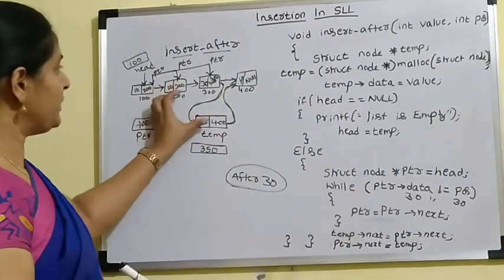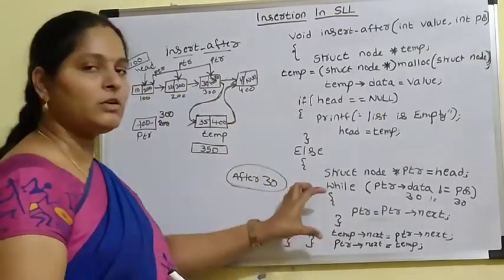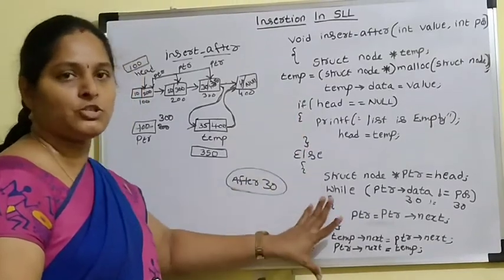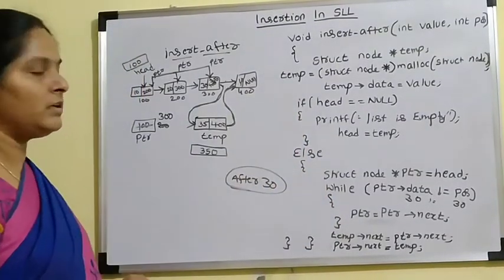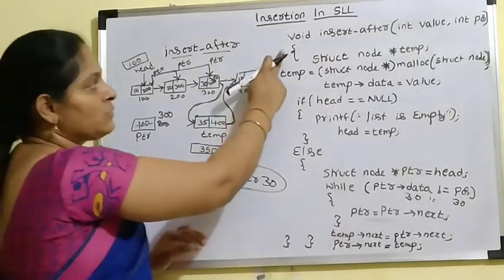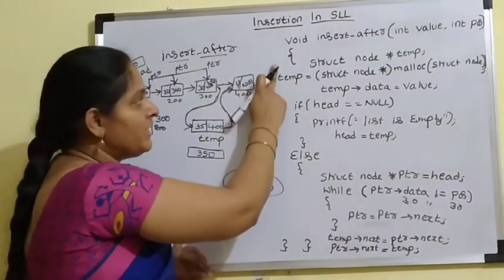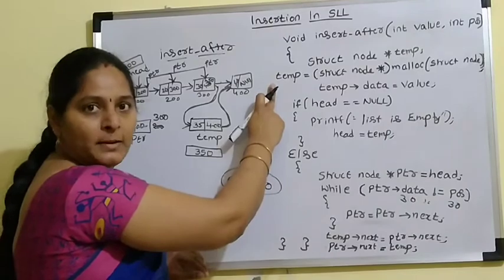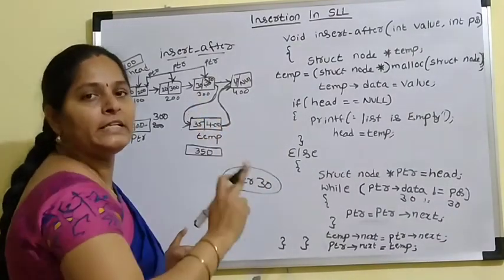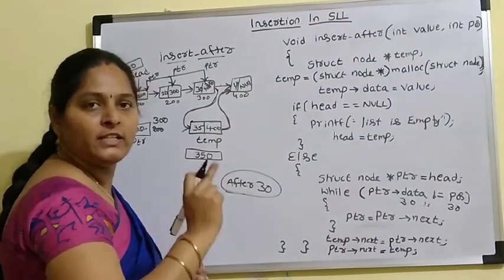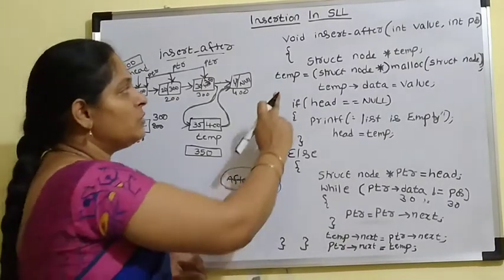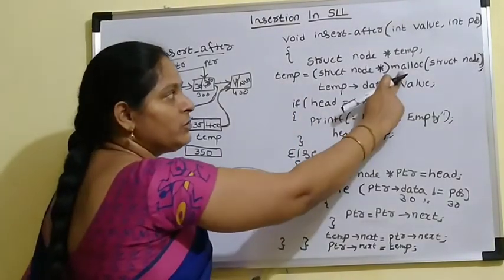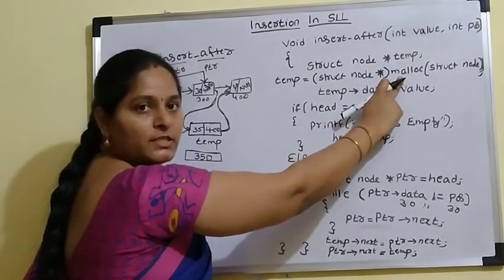So whatever we are doing in the diagram, the same thing we are writing in the code. This is the simplest one for understanding purposes. Once again I'll explain this one. First, whatever node you want to insert, we need to create that node and allocate the memory. If you simply create the node structure, the memory will not be allocated. So for allocating the memory, we need to use dynamic memory allocation methods, that is malloc.